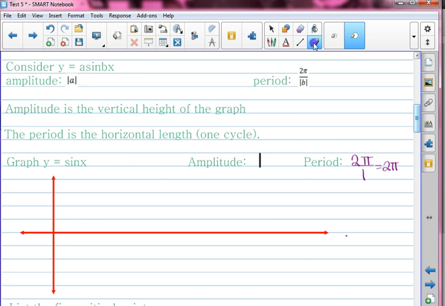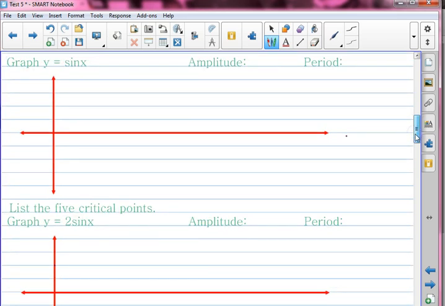So, let's do an example. I want you to graph this. It's easy. Okay, so first of all, you have to figure out what the amplitude is. It says graph y equals sine of x. And for this kind of problem, you do not need graph paper. You just sketch the way I did it. Make the x-axis longer.